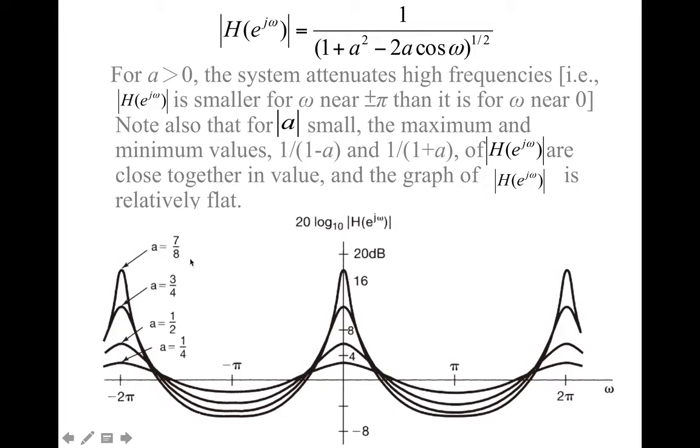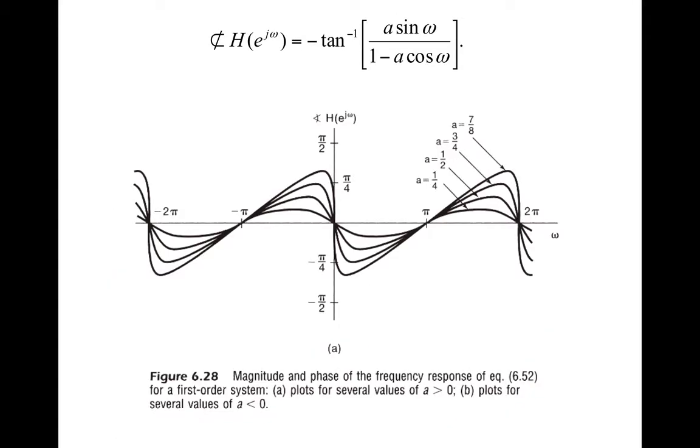Okay, and so here is an example. When a is equal to 7 divided by 8, then the dB at omega equals 0 is actually 16. And you can see the dB when omega equals pi is very low, it's even negative. And when a is closer to 0, then the magnitude is flatter. Okay, so what about the phase?